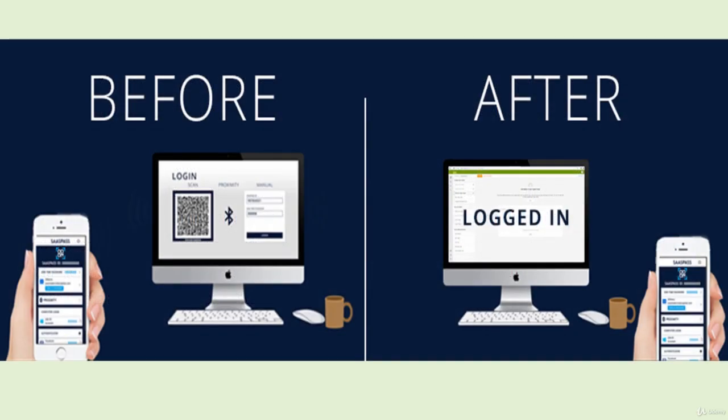Before SSO, you had to provide authentication for the same application running on different machines. But after SSO, when you log into a single machine, it will be reflected back to other machines running the same applications.